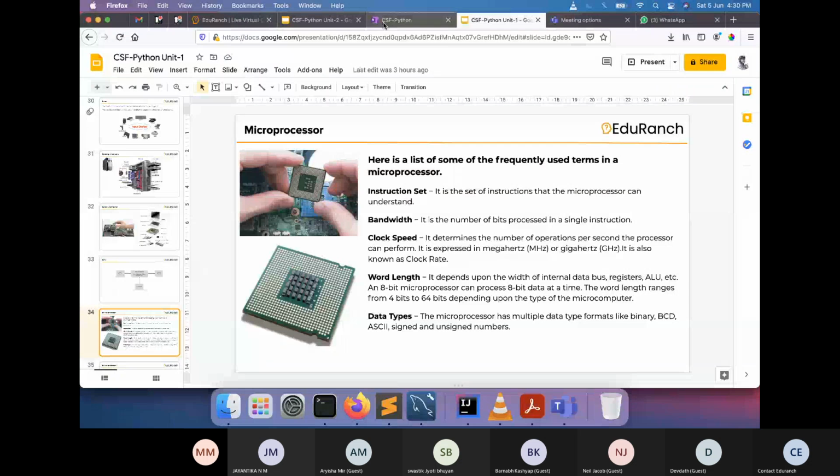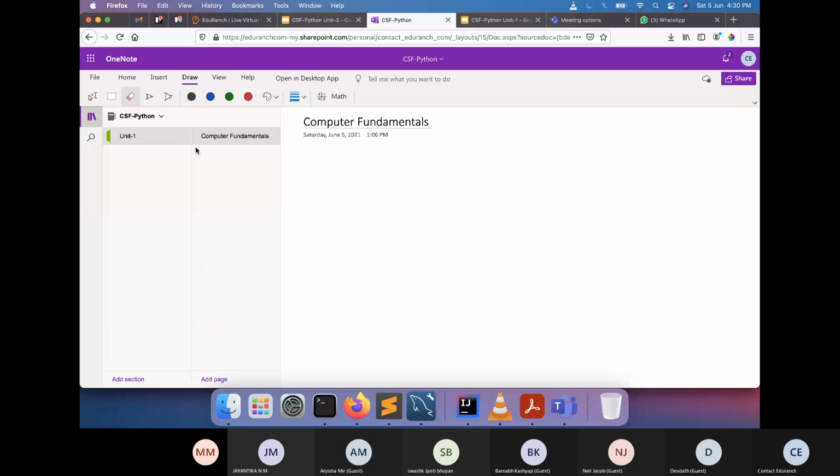Okay, let's see some examples. When you want to do a simple task like addition, let's say you want to add two numbers. So what happens is, when you say add, say 2 plus 2.